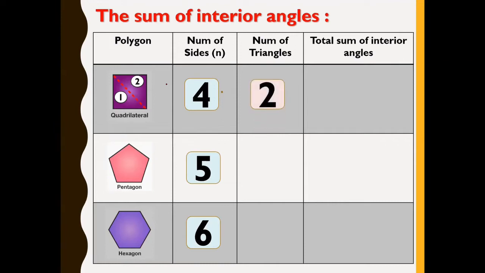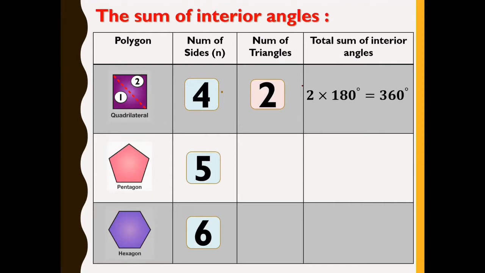As we already mentioned just now, the sum of the interior angles for a triangle is equal to 180 degrees. A quadrilateral is formed by 2 triangles, so we have to multiply by 2. So we get the sum of the interior angles for a quadrilateral is equal to 360 degrees.